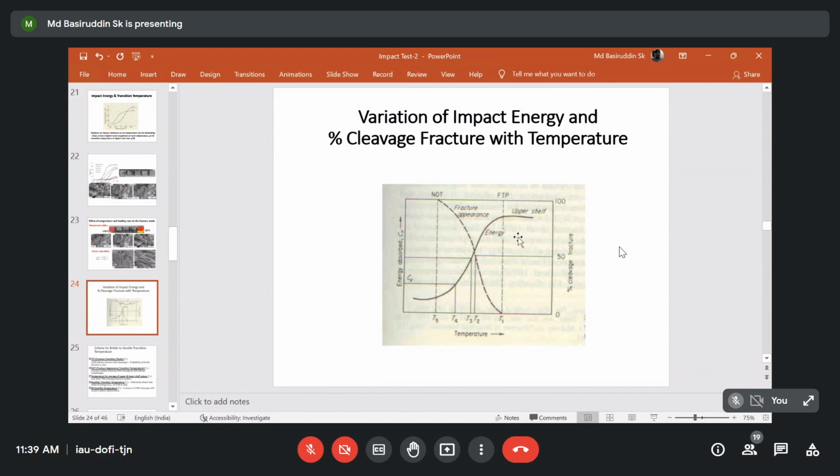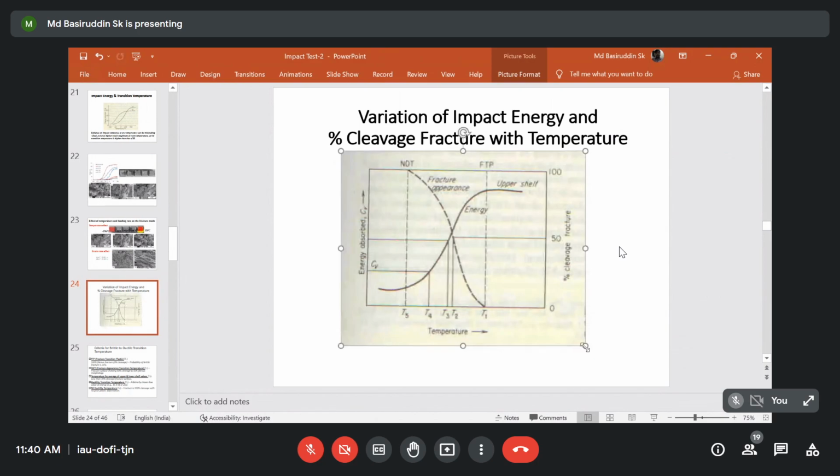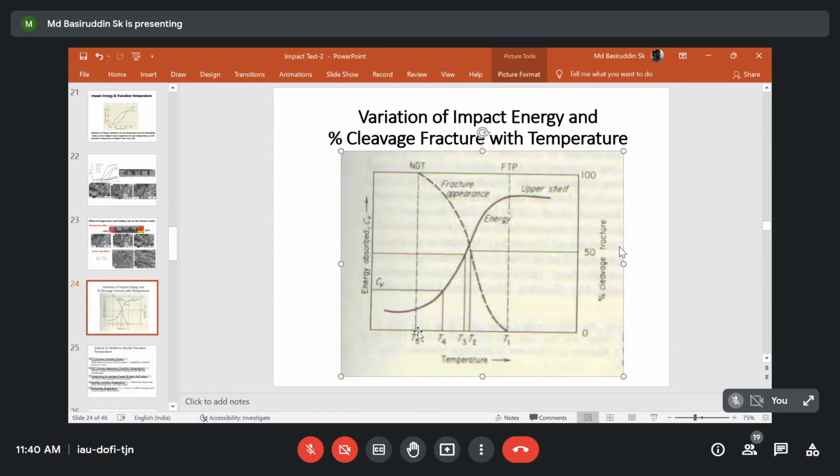If you plot the curve of impact energy versus temperature, then we can find that the curve varies like this, where upper shelf, lower shelf, and DBTT, all these things we can evaluate. We can also evaluate this transition curve if we measure the area of cleavage fracture and the area of ductile fracture. At low temperatures, the fracture surface is completely brittle. That particular point, like the T5 temperature, is called the nil ductility temperature, where no ductile fracture surface is there.